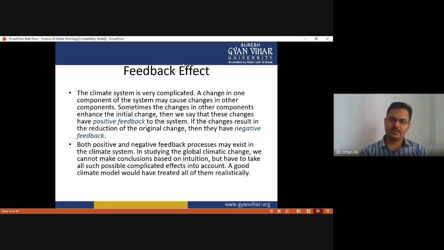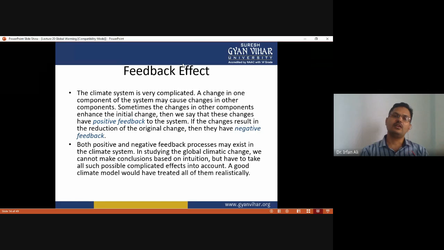Then the feedback effect we have to observe in global warming. Here the climate system is very complicated, and a change in one component of the system may cause change in the other component. Sometimes the changes in other components enhance the initial changes. Then we say that these changes have positive feedback to the system. If the changes result in the reduction of the original changes, then we use the term negative feedback.